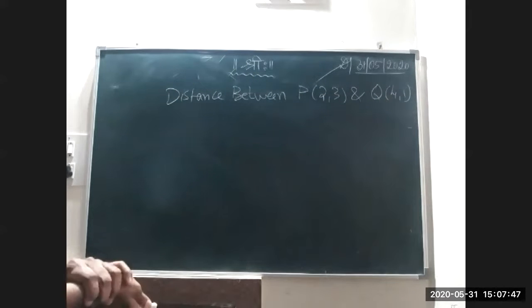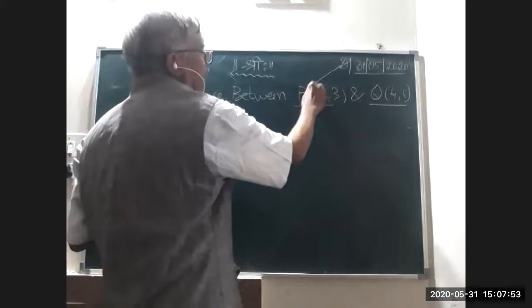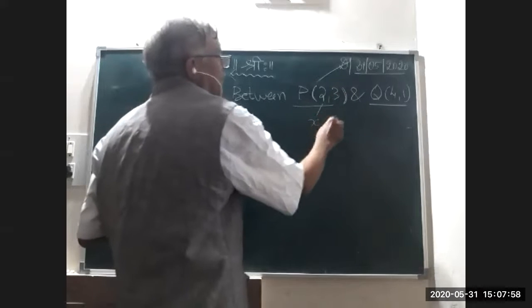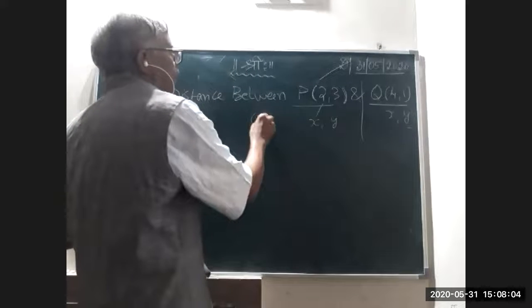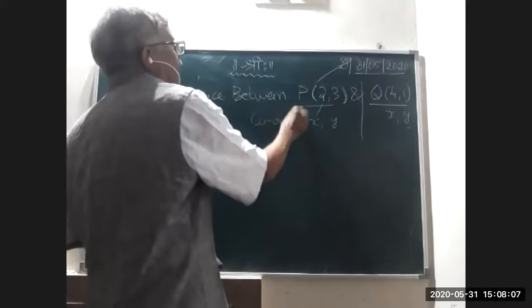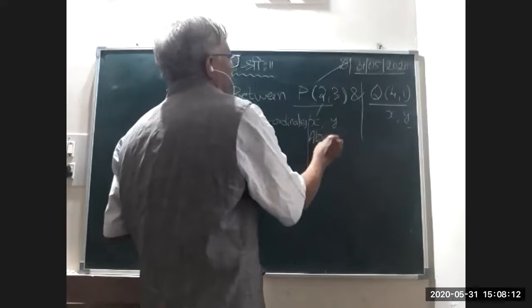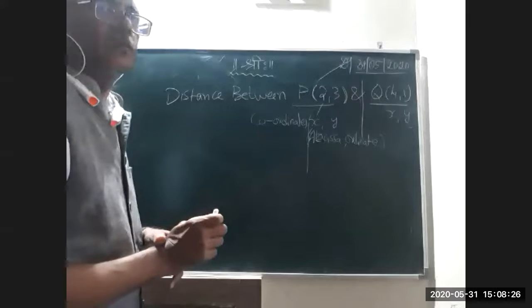So these are the coordinates that they have given. Now whenever the coordinates are given, please always remember this is the X value and this is the Y value. So we call this coordinates. Together the coordinates are made up of abscissa and ordinate. X is called abscissa, Y is called ordinate. The combination of abscissa and ordinate is called coordinates.